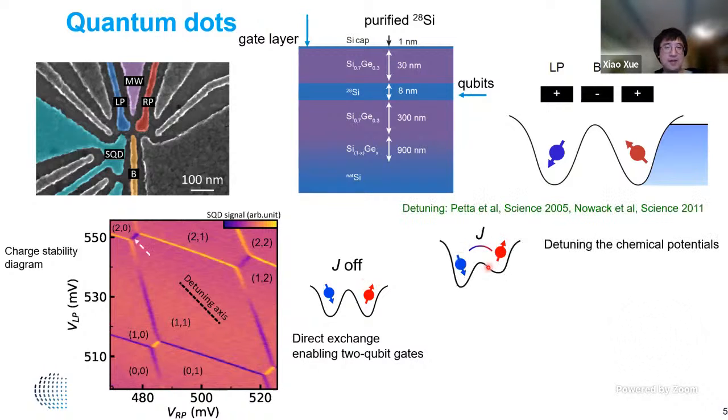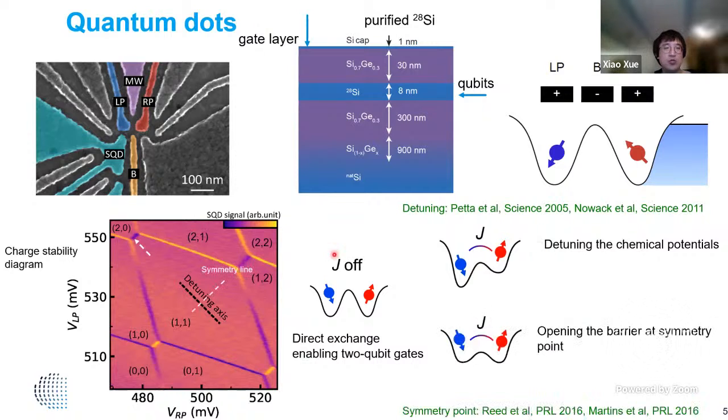Conventionally, you can do it by detuning the chemical potentials between the 2 quantum dots, and based on the charge stability diagram, you can understand it as pulsing on the RP and LP gate along this axis towards the 2-0 charge configuration. 2-0 means 2 electrons in the left dot and 0 electrons in the right dot. So if you pulse towards this direction, but not quite crossing this line, at some point the electron in the right dot kind of tends to turn over to the left one, but not really there yet. But its wave function already starts to go into the other one, and their wave functions start overlapping, so the exchange interaction is turned on.